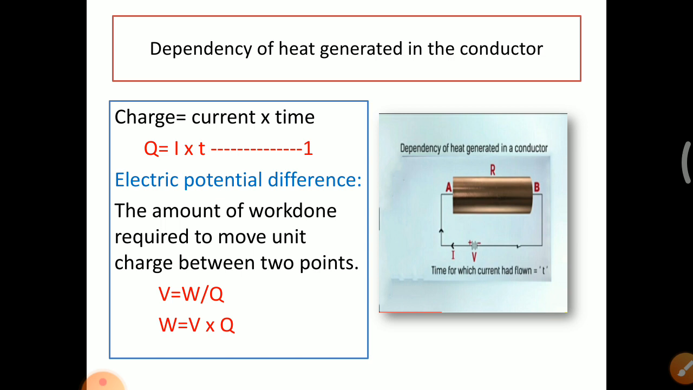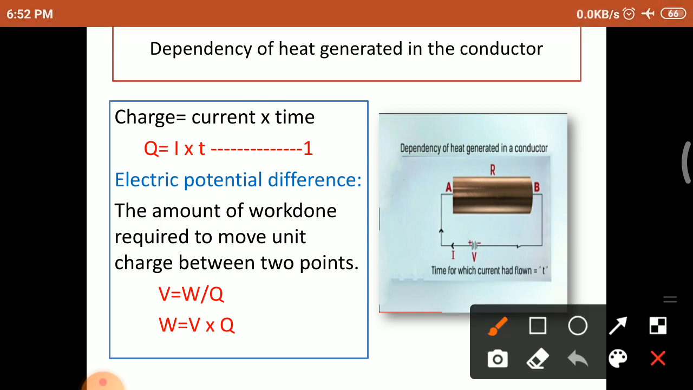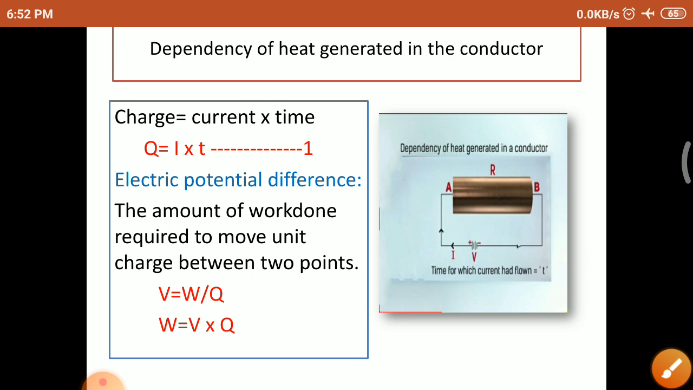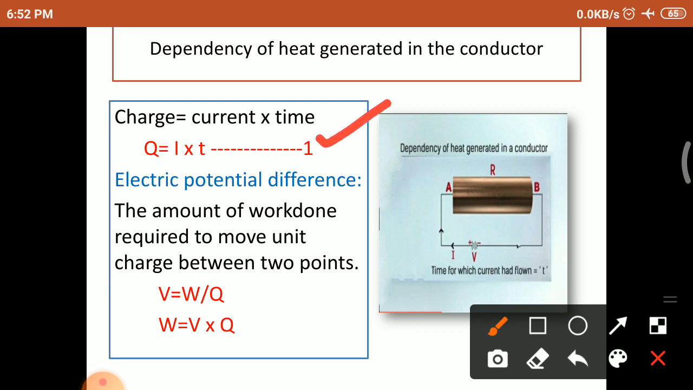Once again I will explain. If you take a conductor, the conductor has a resistance R and we are given the voltage V. The current I is flowing in the conductor in time T. From this we can calculate the value of Q, how much charge will flow in the conductor. We can calculate Q equal to I into T, and how much work we have to do to move these electrons or charges from one point to another point: W equal to V into Q.